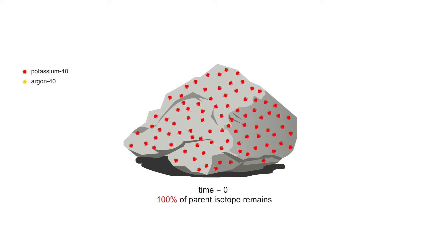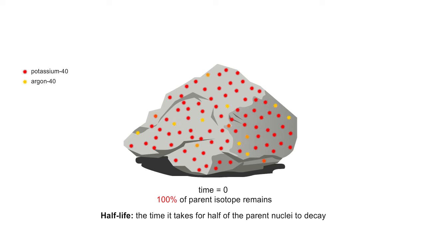Laboratory studies show that any significant amount of a radioactive parent isotope will gradually decay into the daughter isotope at a rate that we characterize by a half-life, meaning the time it takes for half of the parent isotope to decay. This cartoon shows the idea. The red dots in this rock represent radioactive potassium-40. In this case, we assume that the rock did not contain any argon-40 when it solidified. Over time, the potassium-40 gradually decays into argon-40, shown in yellow.